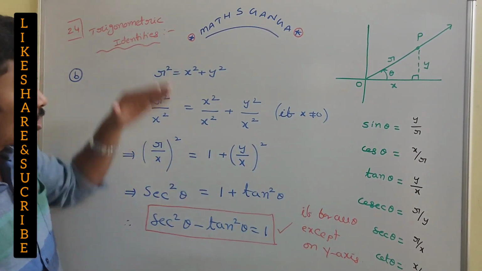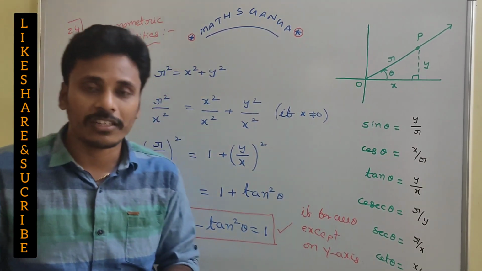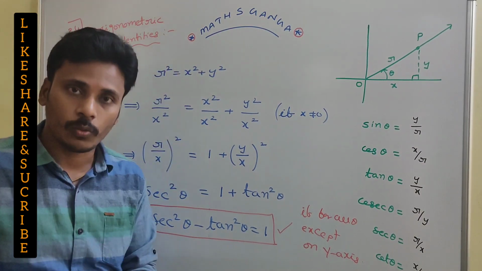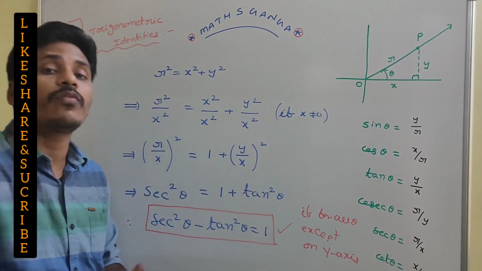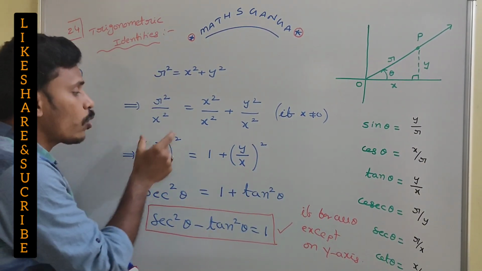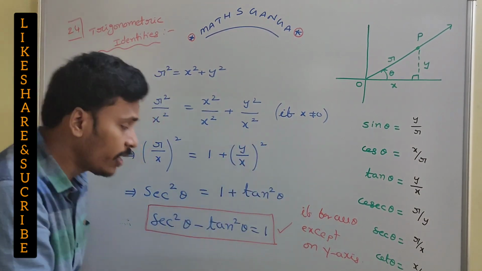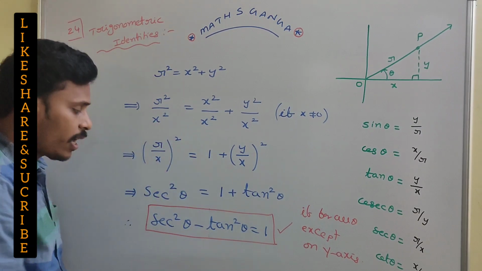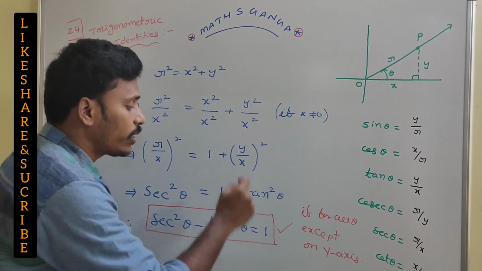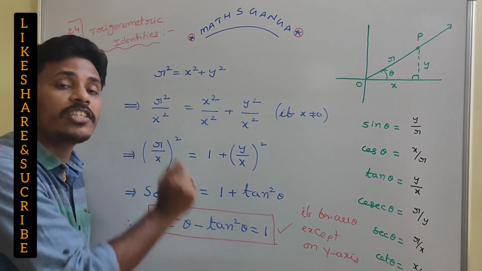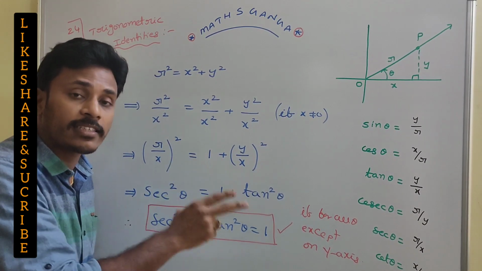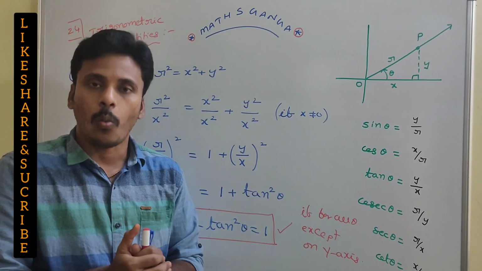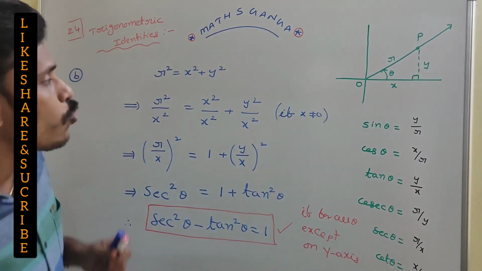Once again, just look there. We started our discussion with the Pythagorean result that r square is equal to x square plus y square. Here I am dividing everything by x square. Then (r by x) whole square is 1 plus (y by x) whole square. This r by x is secant theta, y by x is tan theta, so secant square theta minus tan square theta is equal to 1. And this is true for all theta except when theta lies on the vertical line, specifically the y-axis. Now I will give you a few examples.